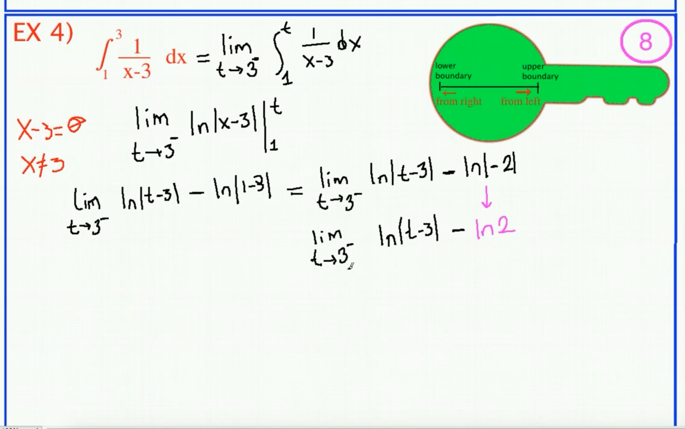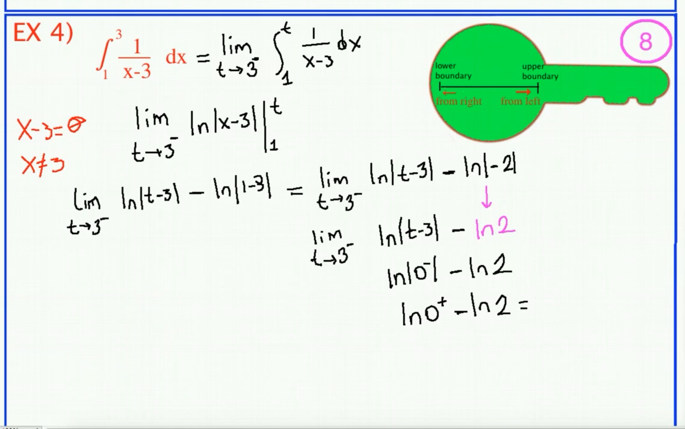So what happens if I plug it in here 3? So 3 approaching from the left is slightly smaller than 3. So here we're approaching to 0 from the left, minus ln of 2. And absolute value executes it as ln approaching to 0 from the right, because negative value will be positive, minus ln of 2.